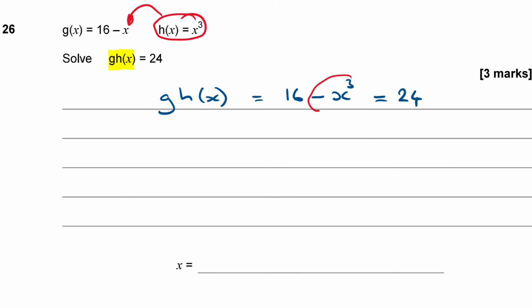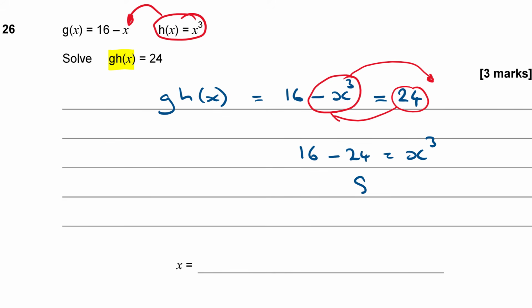Well, I think probably the easiest thing is if I take that x cubed and move it to that side, that will make it positive. And we can take this 24 and move it to this side. And we're going to get 16 minus 24 is equal to x cubed. So 16 minus 24 is, well, it's minus 8, isn't it? And that's equal to x cubed. So then we need to cube root minus 8 to find x. Cube root of minus 8, negative 2.